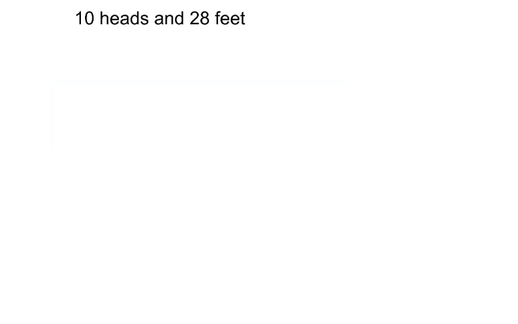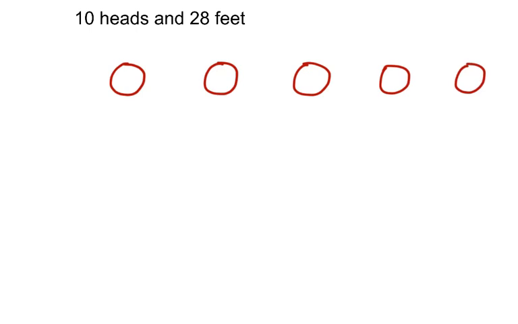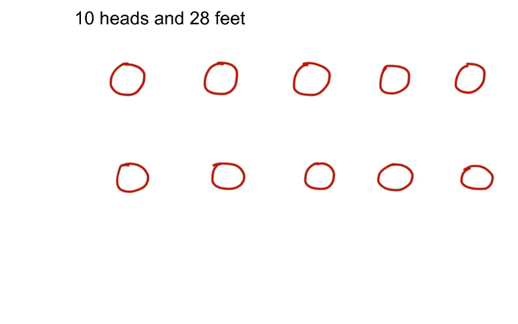I have to be honest, this is a way that I would never have thought of, but my kids would. And your students likely will. So let's take a look. I need 10 heads and 28 feet. Well, how about if I draw 10 animals, and so these represent their heads. So there's my 10 animals. I'm just going to start by making them all chickens. Every one of them has 2 feet.